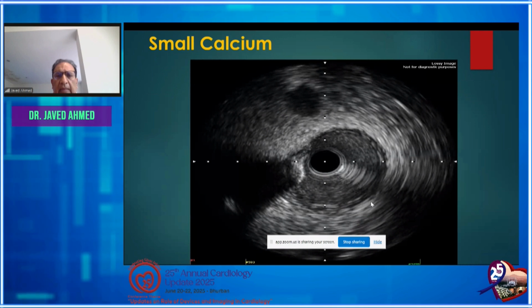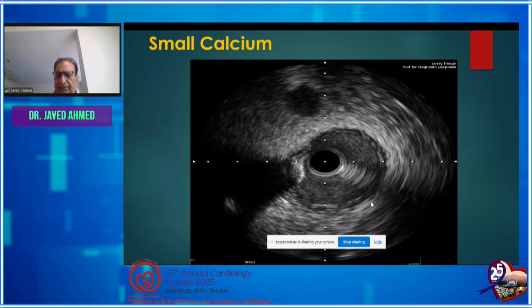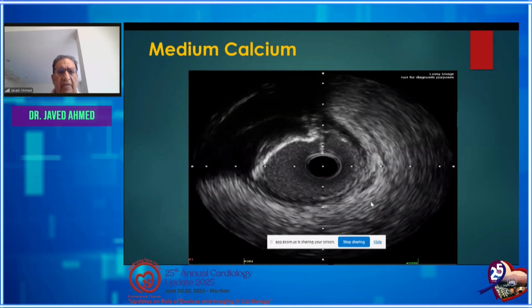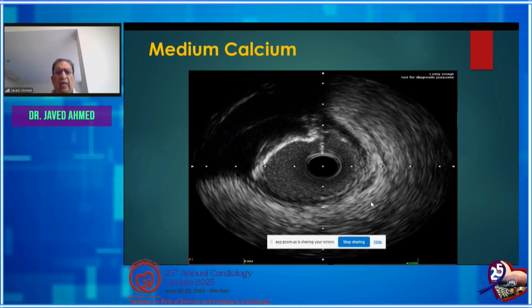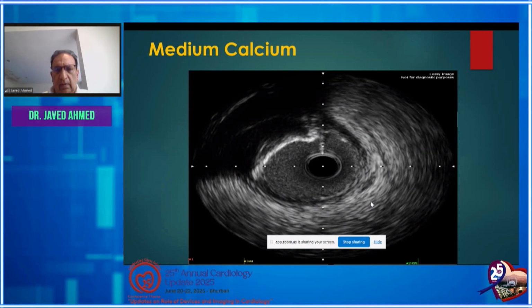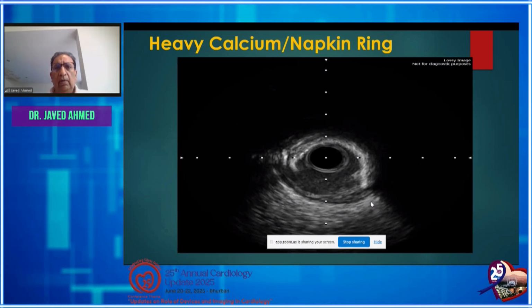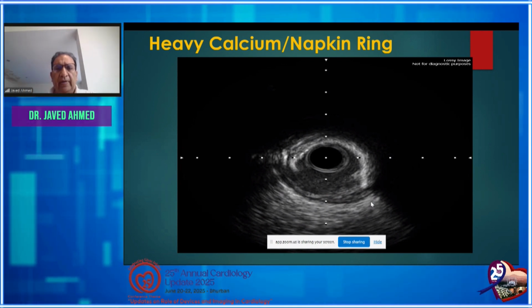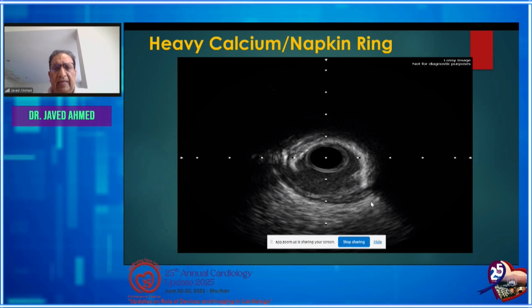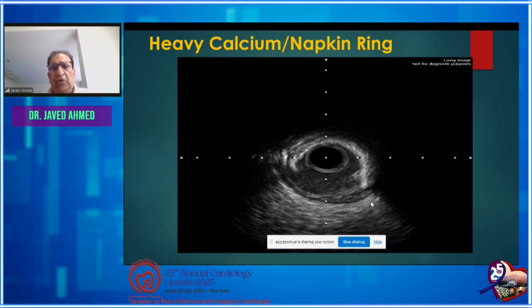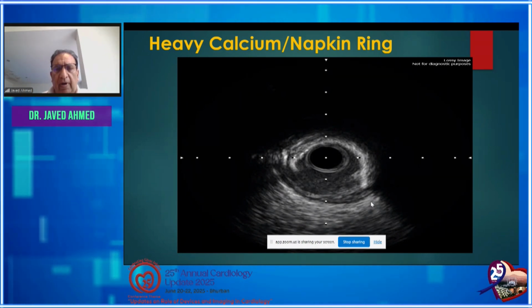And this is a very small amount of calcium with an arc of less than 60. And this is a medium sized calcium, which is close to an arc of over 150 or 180. The next one is heavy calcium. It's also called the napkin ring, where the whole circumferential part of the artery is calcified, as you could see no shadow behind the calcium. So that is the way to recognize immediately that there is calcium in the coronary or peripheral arteries.